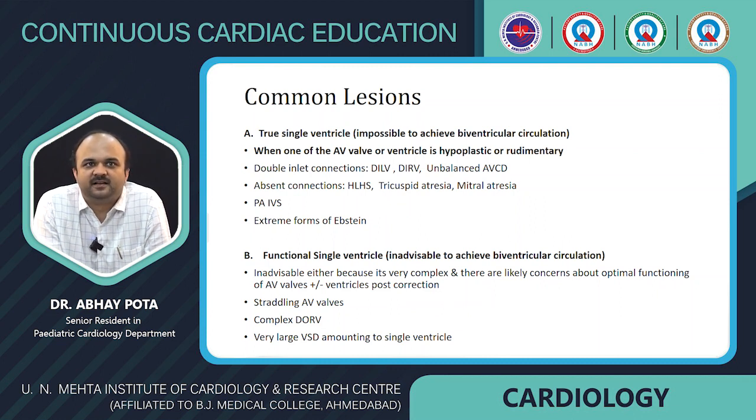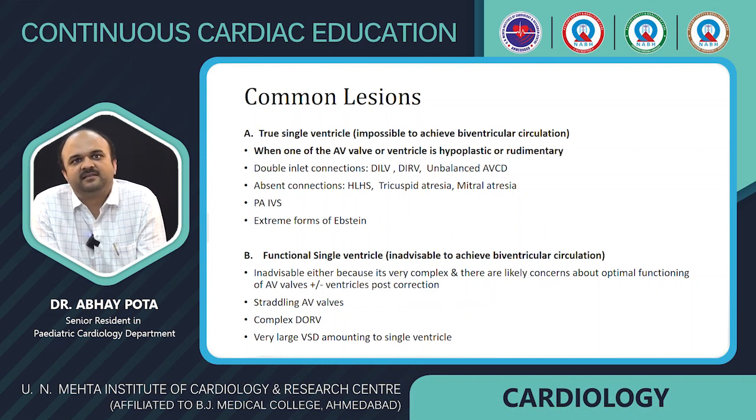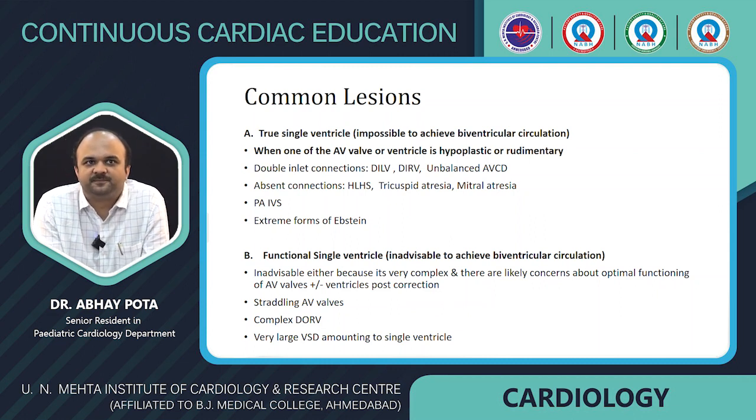Next, functional single ventricle, where it is inadvisable to achieve biventricular circulation. Inadvisable either because it's very complex or there are likely concerns about optimal functioning of AV valves or ventricles post correction. Examples are straddling AV valve, complex DORV cases, some forms of crisscross ventricle, and very large VSD amounting to single ventricle.